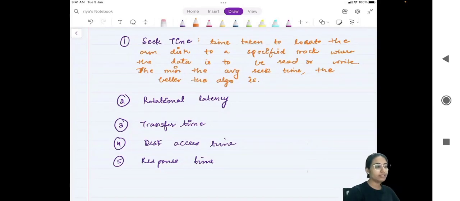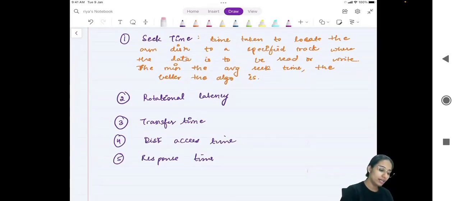The better the algorithm is. Okay, that's what rotational seek time is. Next, what we have is rotational latency.